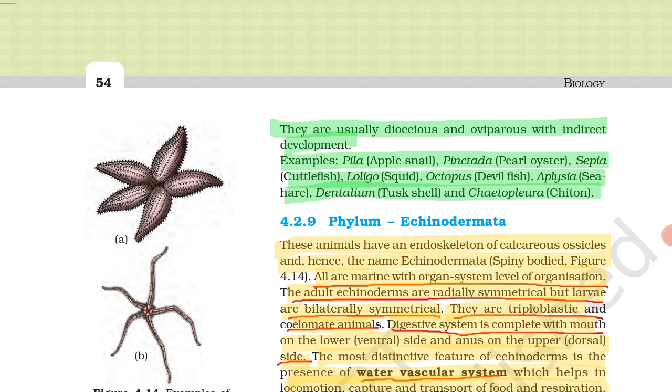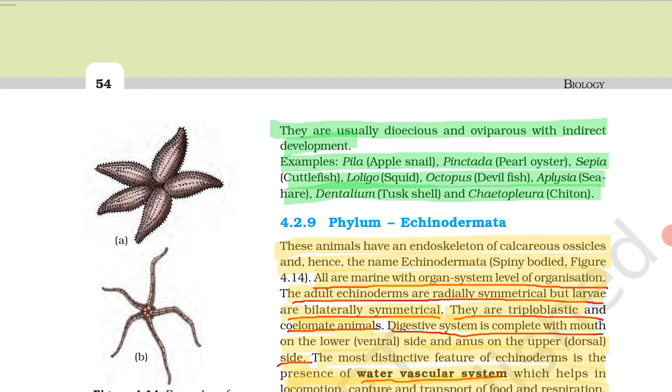So you have to keep in mind they have a large number of examples. Learn by heart: Pila, apple snail; Pinctada, pearl oyster; Sepia, cuttlefish; Loligo, squid. Octopus is also called devilfish. Aplysia, sea hare. Dentalium, tusk shell. Chiton, chiton. So these are the examples.